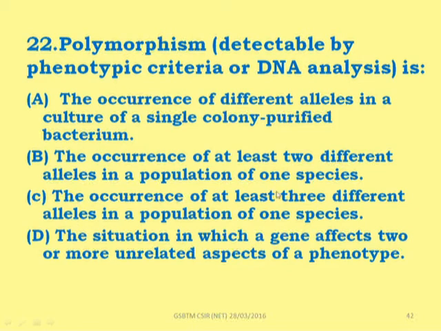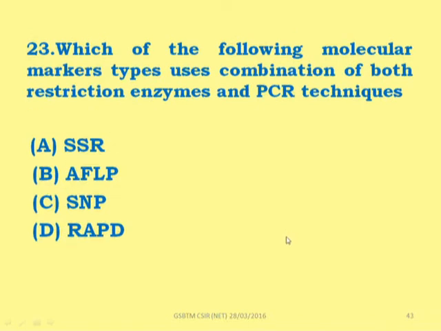Third one, the occurrence of at least 3 different alleles in a population of one species is required. The situation in which a gene affects 2 or more unrelated aspects, no, this isn't related to this question. This one is right. The occurrence of at least 3 different alleles in a population of one species is needed. Next one.